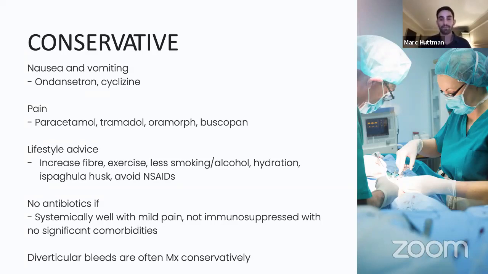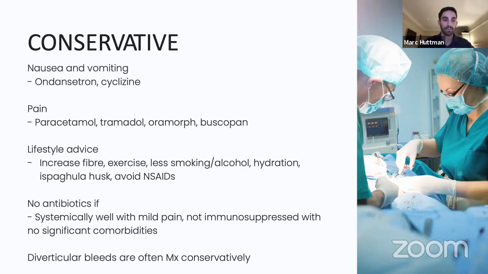Ispagula husk, sorry if I said that wrong, it is impossible to say, is a bulk-forming laxative. It's essentially fiber. You mix it in a drink and it is fiber. If you can't eat enough fiber, have some Ispagula husk and that will give you enough fiber to prevent the progression of disease. So, no antibiotics.